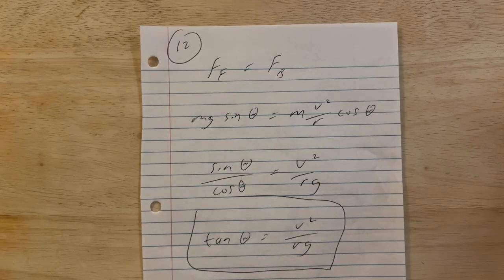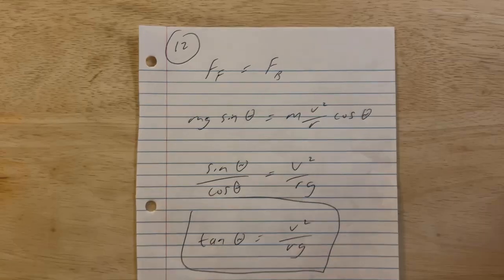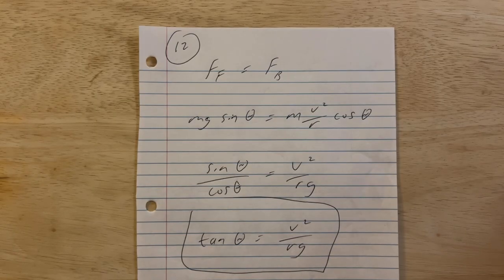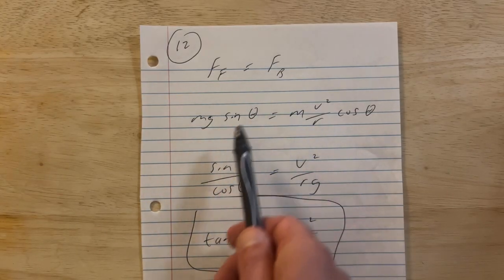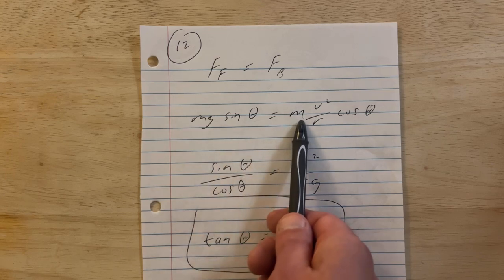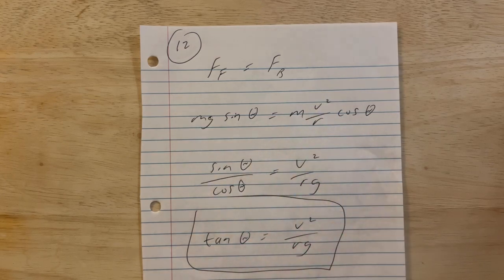So say we have a vehicle that we know is going to be going around a curve. Maybe it's a country highway or a normal highway, whatever. Or maybe we have a train going around a curve on some train tracks, and we need to know how much to bank those train tracks. And we know how fast that train is going to be going around the tracks, or I guess you could say a roller coaster also. So let's set our forward force equal to the backward force. mg sine theta will equal m times v squared over r cos theta.